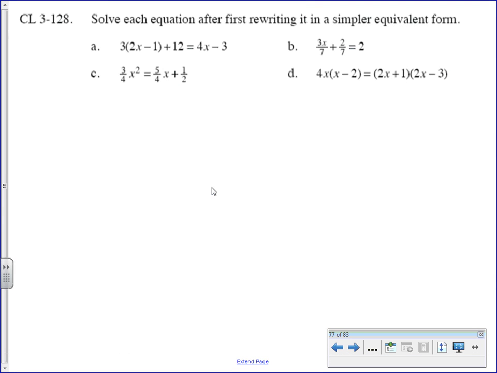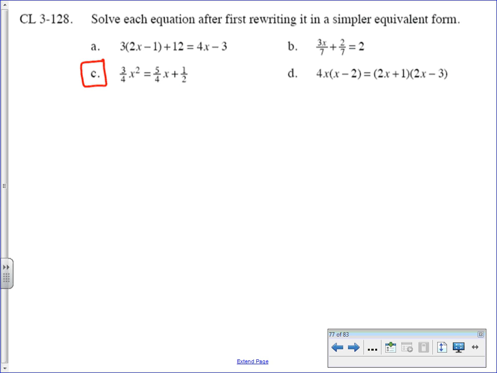Okay, so we're going to begin solving each equation after rewriting first in a simpler equivalent form. I'm not going to do all of these, especially because they were on the pretest. So we're just going to really look at part C here. Okay, I see 3/4 x squared equals 5/4 x plus 1/2.